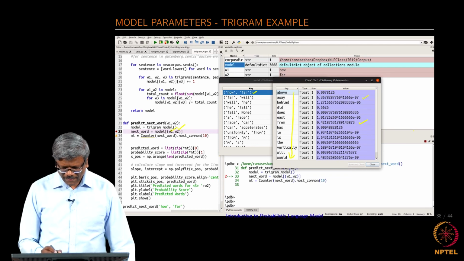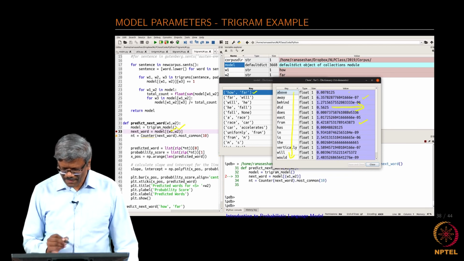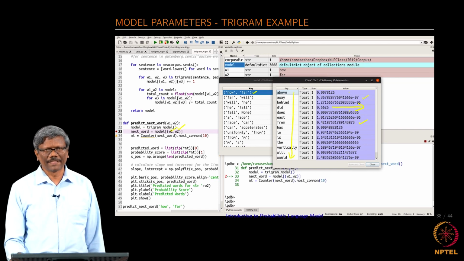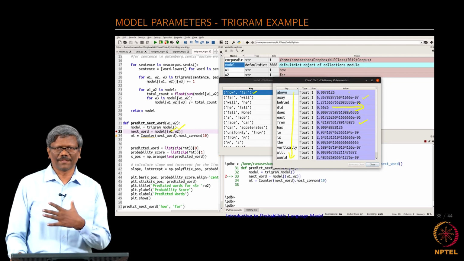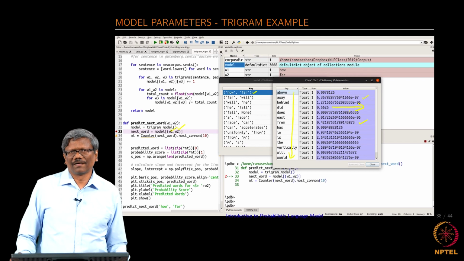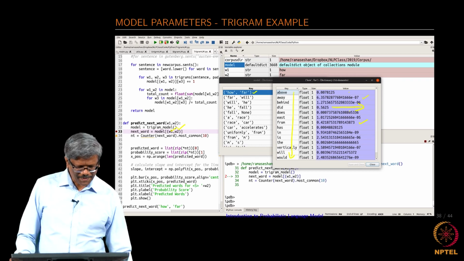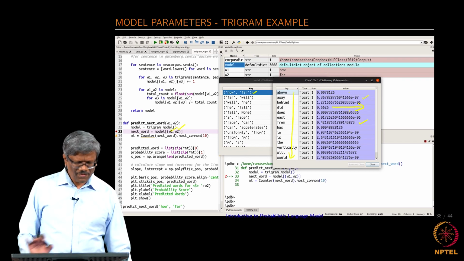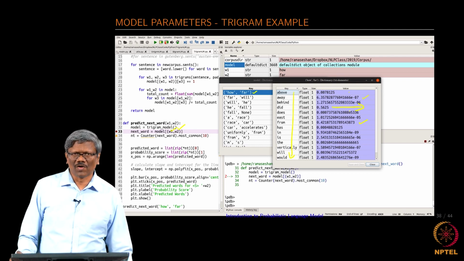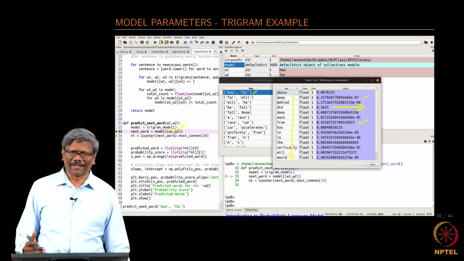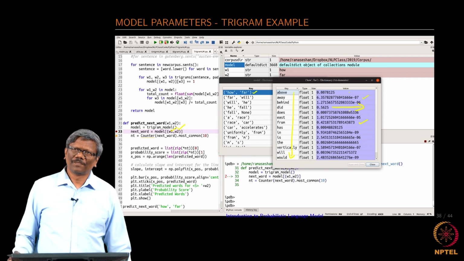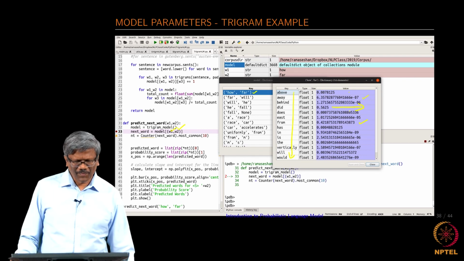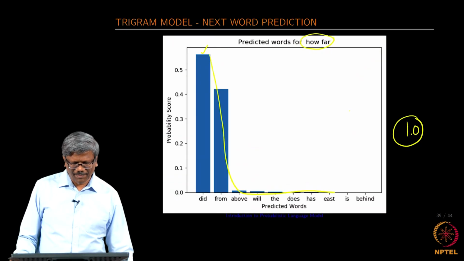So, here this has a very high probability, which means this has occurred more than half the number of times in the given corpus. Okay. So, I guess you have understood what the model is, what the model contains, and how we are predicting the next word based on the bigram and trigram models.